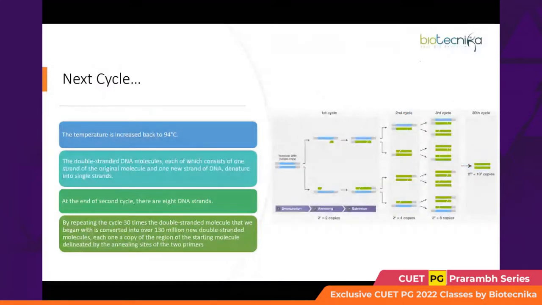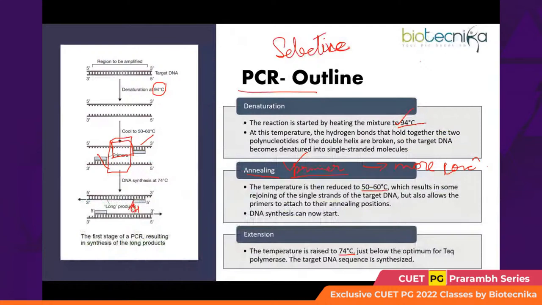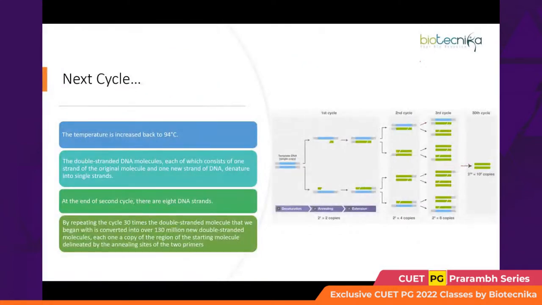Now, that will be just one cycle. Once the extension has happened, the denaturation step will start again. Again we heat the sample, again we lower it to the annealing temperature, and then again comes the extension. By repeating this cycle around 30 times, the double-stranded molecule that we began with is converted into over 130 million new double-stranded molecules, each one a copy of the region of the starting molecule delineated by the annealing sites of the two primers.